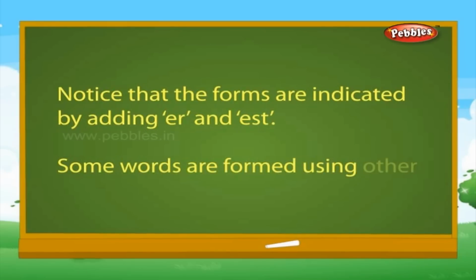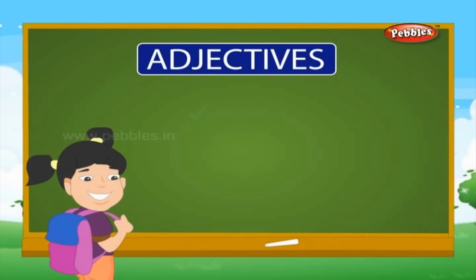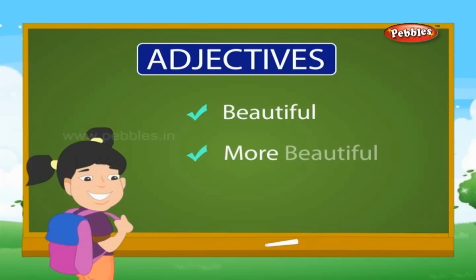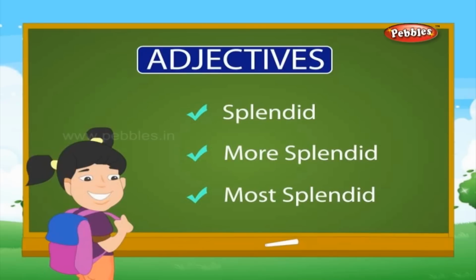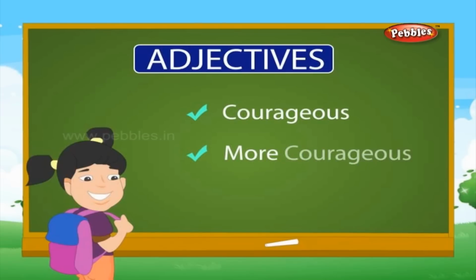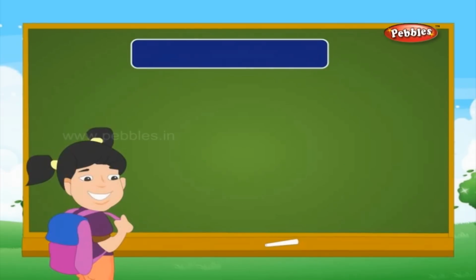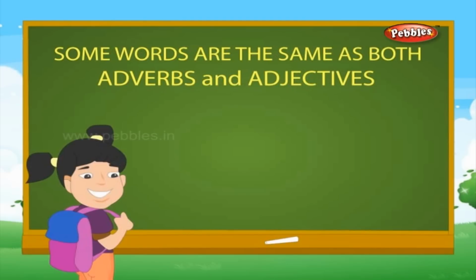Some words are formed using other words together with the word. Adjectives. Beautiful, more beautiful, most beautiful. Splendid, more splendid, most splendid. Courageous, more courageous, most courageous. Adverbs.